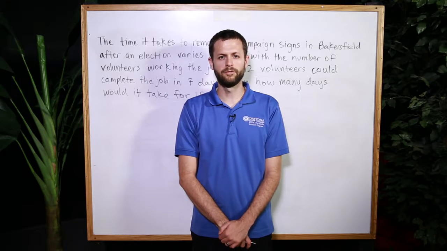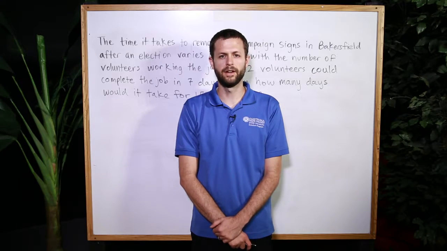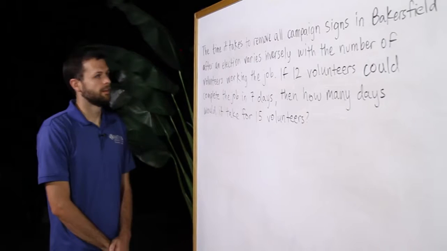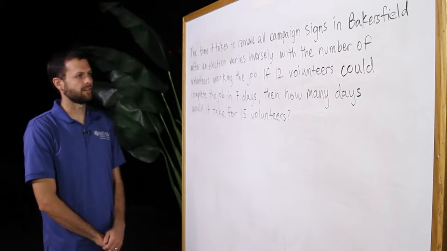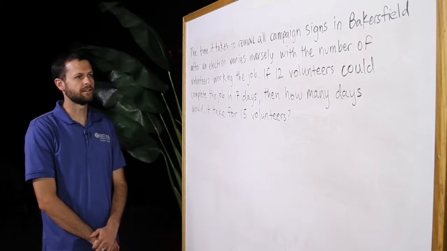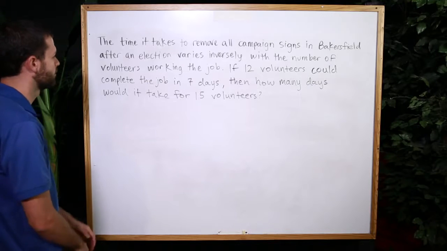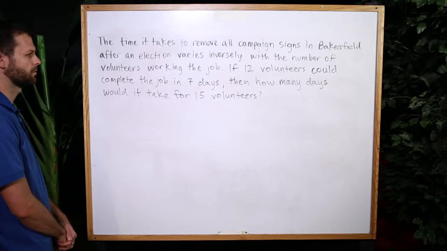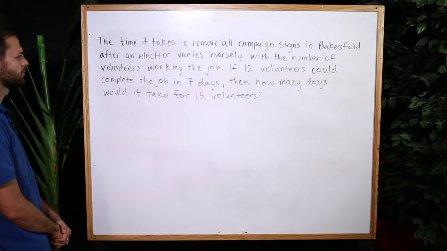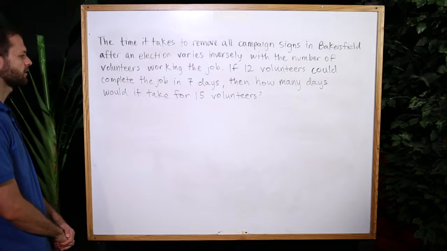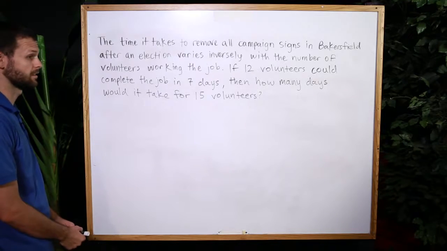In this problem, we want to figure out how to solve an inverse variation application problem. This problem says the time it takes to remove all campaign signs in Bakersfield after an election varies inversely with the number of volunteers working the job. If 12 volunteers could complete the job in 7 days, then how many days would it take for 15 volunteers?